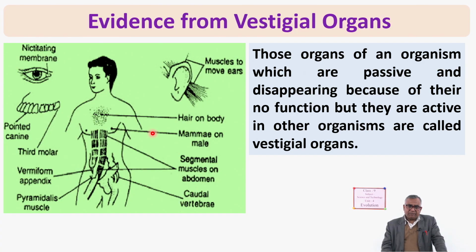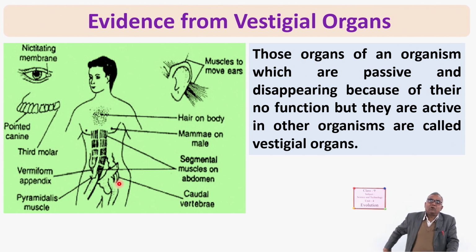Yes. So here, hair on body. And then mammary glands on male. That is nipples on male. So segmented muscles here. Then caudal vertebrae. Caudal vertebrae means tail vertebrae. Vertebra is bone of the vertebral column.